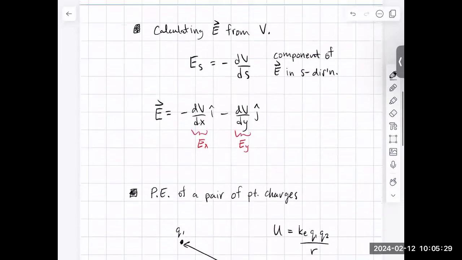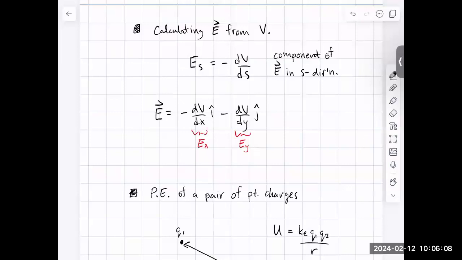Okay, so that was all calculating changes in voltage or potential from an electric field. You can go the other way. You can calculate electric field from a known potential. And we started with the work kinetic energy theorem to derive this result. And the result is fairly simple. The electric field along the direction S is given by minus the derivative of the potential with respect to S. And so by taking derivatives along different directions, you can find the various components of the electric field.